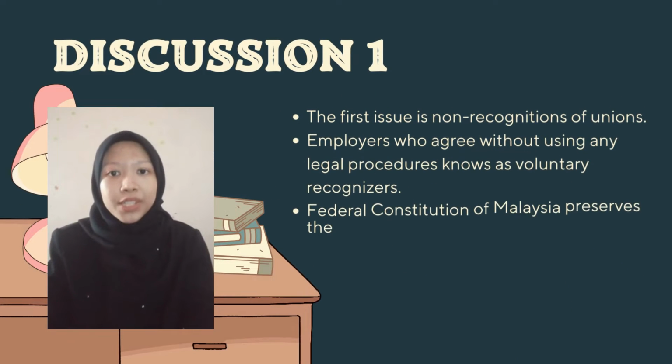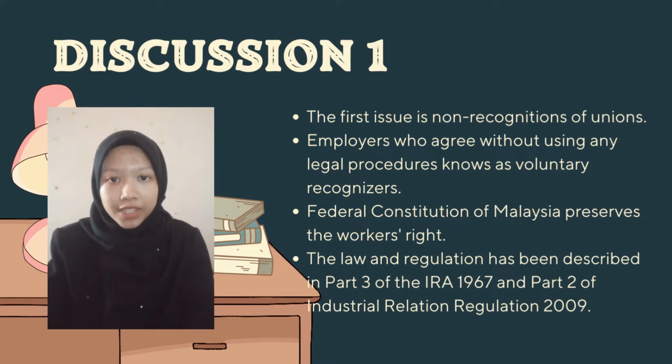The first issue is non-recognition of unions. It will be valid when the employer agrees and engages with the union on the issues. Voluntary recognition can be described as employers that agree without using any legal procedures. The Federal Constitution of Malaysia has the ability to create and make the employers join the union, but as a result of government policy, the awards have been declined.